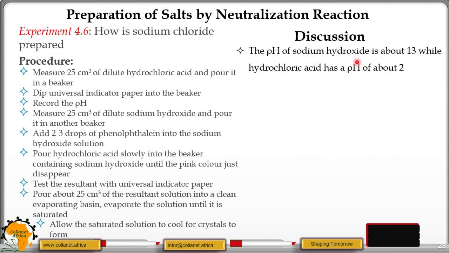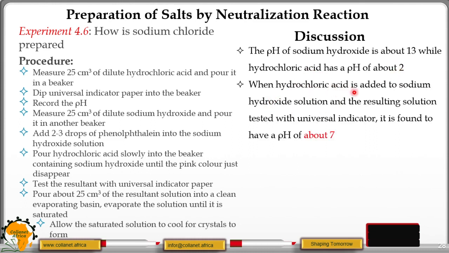The pH of sodium hydroxide is about 13, while that of hydrochloric acid is about 2. If you look at the pH scale, it starts from 0 to 14. That means the pH for sodium hydroxide is very high, at about 13 to 14. That of hydrochloric acid, which is an acid, is very low, at around 2.